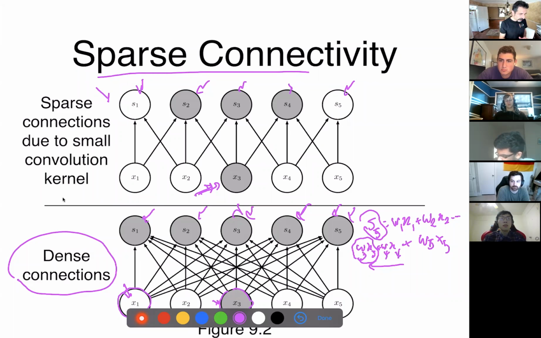But convolution actually shares the same parameters across the spatial connections. So this one is the same as this one, the same as this one, and the same as this one. This is a specific connection. Do you know the reason why this happens?